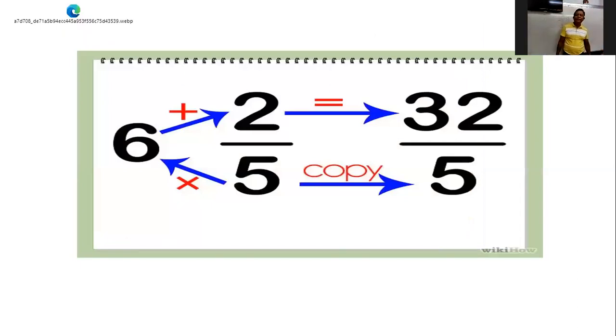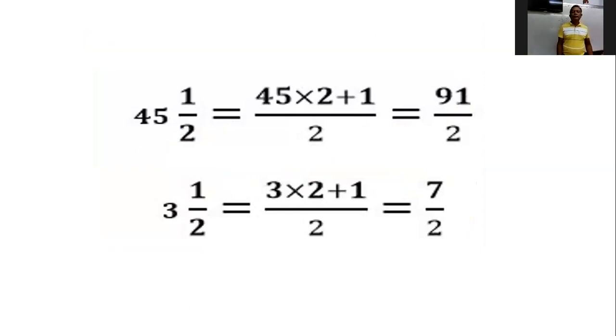Like this. Again, how do we change? This is a reminder. So 6 2 over 5. So 5 times 6 equals 30, 30 plus 2. Okay, like this. For example, 45 and 1/2. So 2 times 45 or 45 times 2 is 90. 90 plus 1 equals 91 over 2. How about 3 1/2? So 2 times 3 equals 6 plus 1 equals 7, 7 over 2.